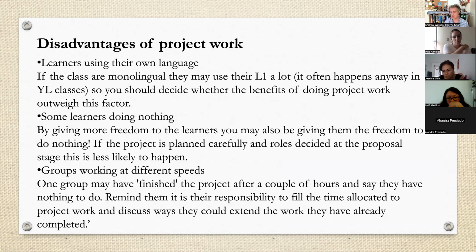Some learners may do nothing. By giving more freedom to students, you also may be giving them the freedom to do nothing. If the project is planned carefully and the rules decided at the proposal stage, this is less likely to happen. Groups working at different speeds. So one group may have finished the project for a couple of hours and say they have nothing to do. Remind them it's their responsibility to fill the time allocated to project work and discuss ways they could extend the work they have already completed.